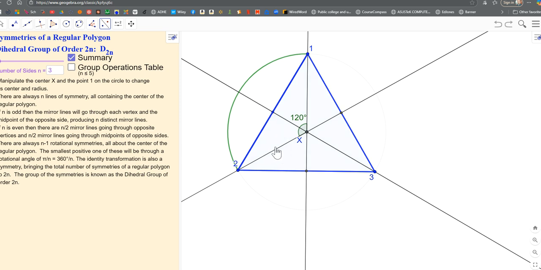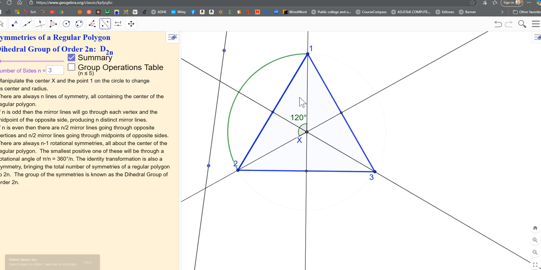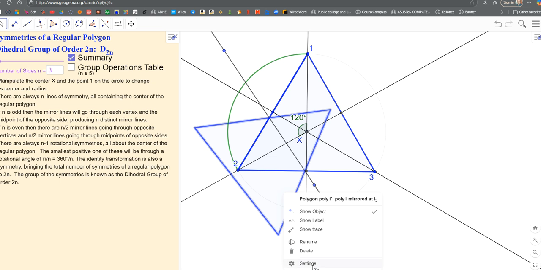Other lines may not reflect onto the same figure. You can reflect about them, but you may not get the same thing back. So here's a line here. If I take this figure and reflect about this line, I get a figure here. Let's make it red.